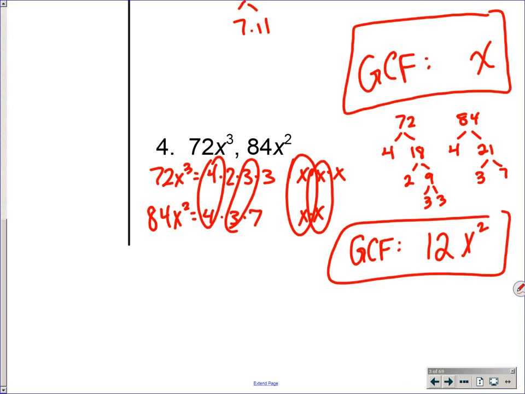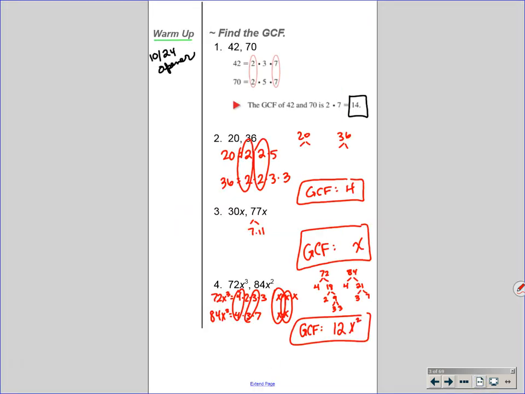Oh, we should know that. 12 goes into 72 6 times. 12 goes into 84 7 times. It's okay. Even if your brain didn't tell you right away, we could break it down and find what's in common. So G, C, F, what is in common? And try to find the greatest one.